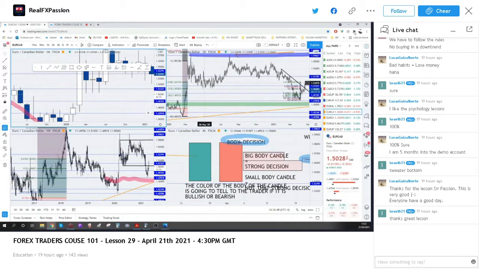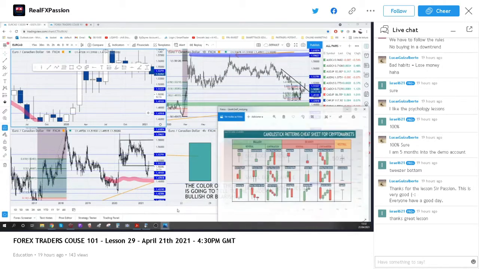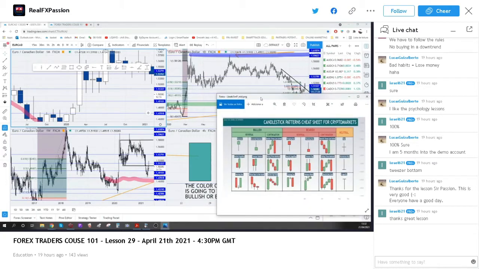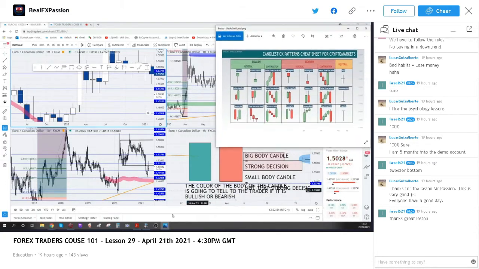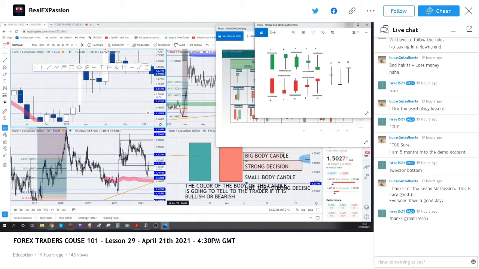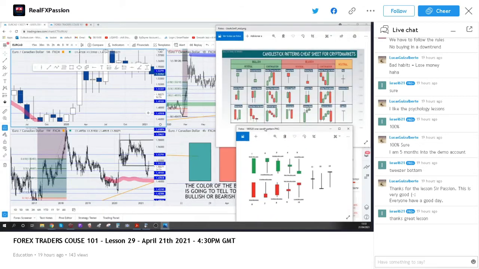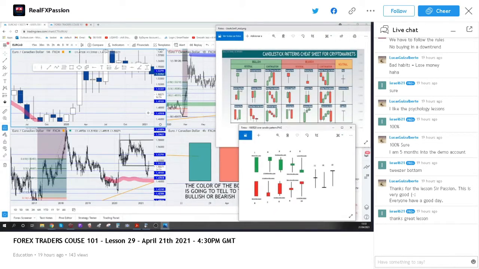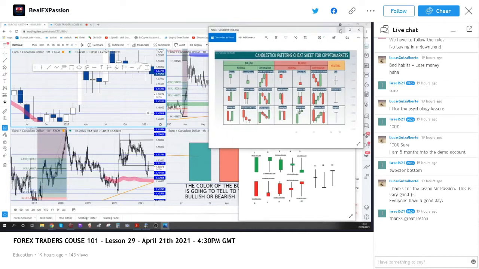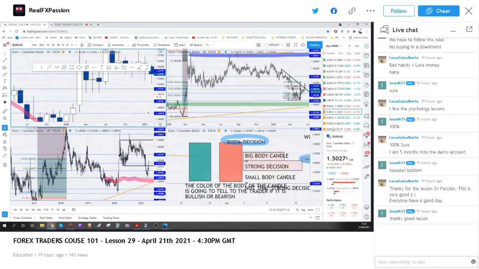And remember, those pictures are from the internet and not from Google. Those are not mine. I don't want to break any copyrights. You just Google candlestick patterns cheat sheet or something, and those two pictures are going to appear. And we're going to use this.